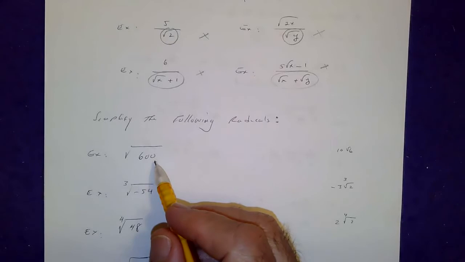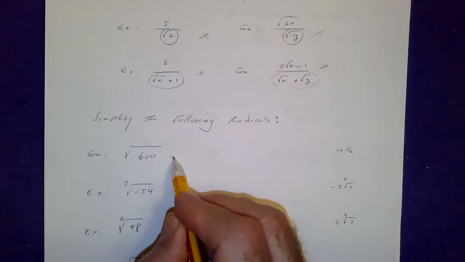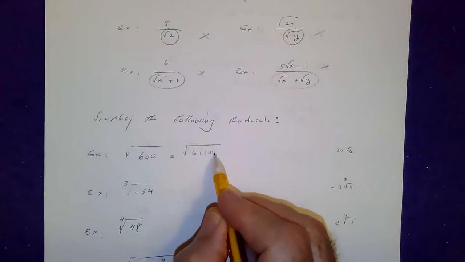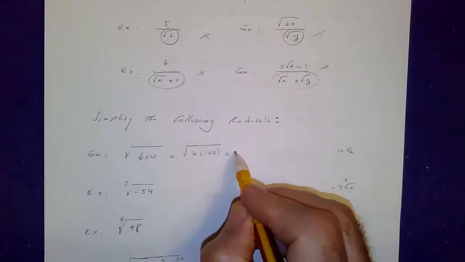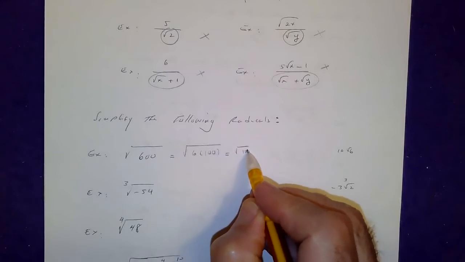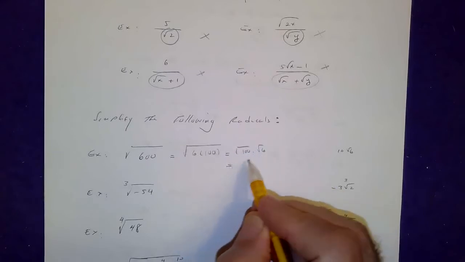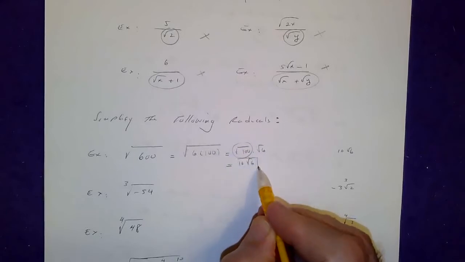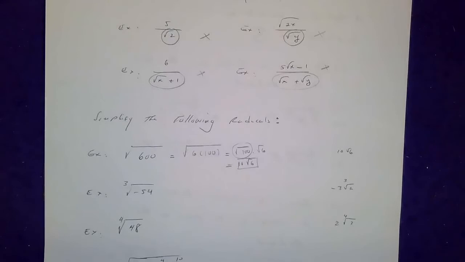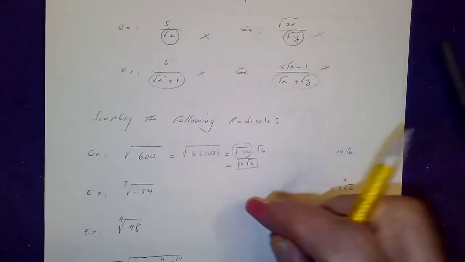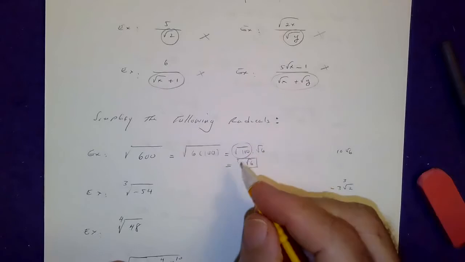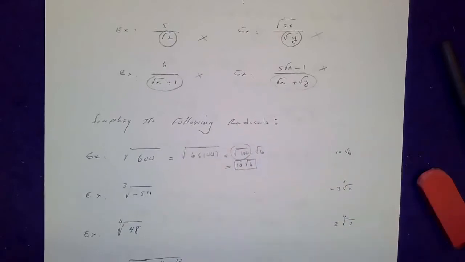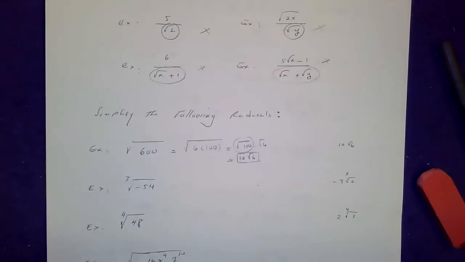I don't know what the square root of 600 is, but I do know 600 is the same as 6 times 100. So that would be the same as the square root of 100 times the square root of 6. Square root of 100 is 10. So the answer is what? 10 square root of 6. So this is how you simplify the square root of 600. So the final answer is 10 square root of 6.